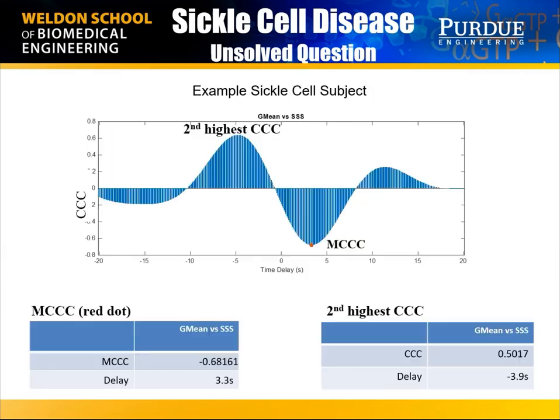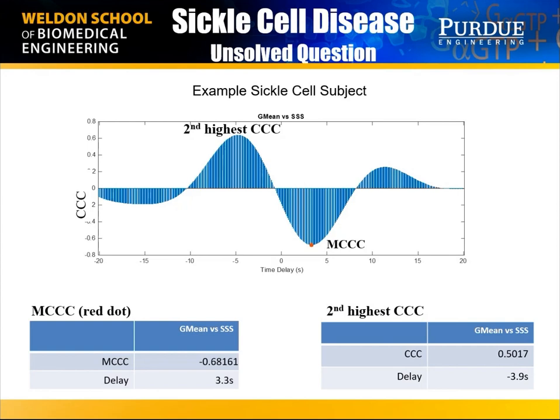Before going there, I want to introduce the correlation coefficient calculation for a severe sickle cell patient. Here you can see on the top corner, I'm calculating the correlation coefficient between the global mean signal and the superior sagittal sinus signal. The maximum correlation coefficient value, the red dot, gives me a negative correlation. That means the global mean and the superior sagittal sinus are negatively correlated, and that gives me a 3.3 second delay. That means the blood arrives at the superior sagittal sinus earlier than it arrives at the brain.